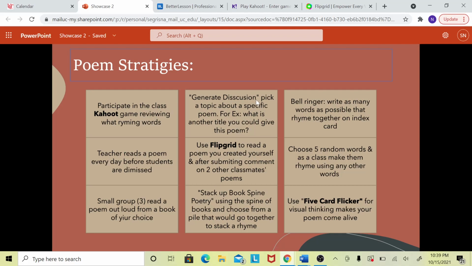And up here, generate discussion. Pick a topic about a specific poem. For example, what is another title you could give this poem? So if it comes from a book or something and the class is going over it, there could be discussion on the specific poem. Like, for example, what do you think this author intended with this poem? Or what another title would fit this poem?